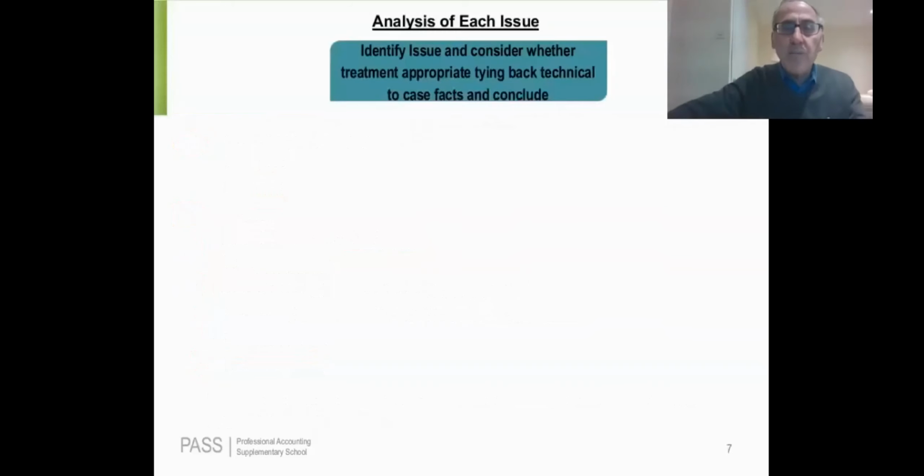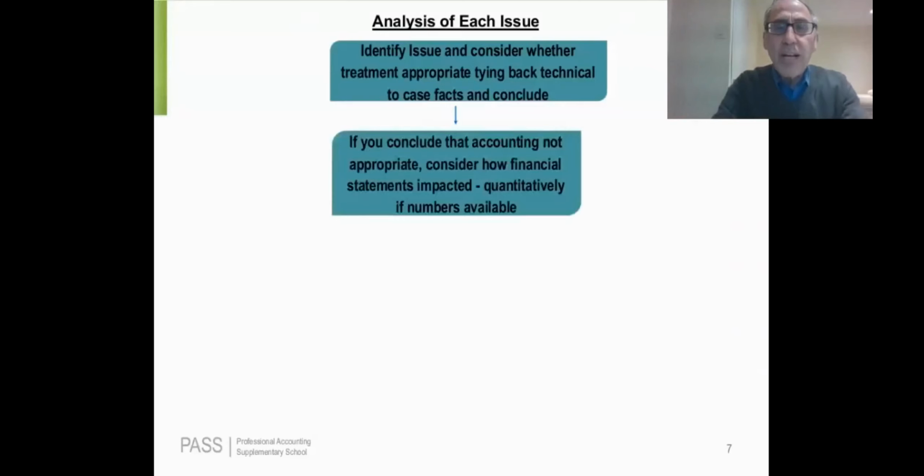You're going to need to identify the issue and consider whether the treatment is appropriate. The key to getting competent is not coming to the right conclusion, so to speak. It may not even always be a right conclusion. The key to getting competent will be tying the technical into the case facts and only then concluding. If you immediately jump to the conclusion without tying the technical to case facts, even if your conclusion is wonderful, you would not be competent.